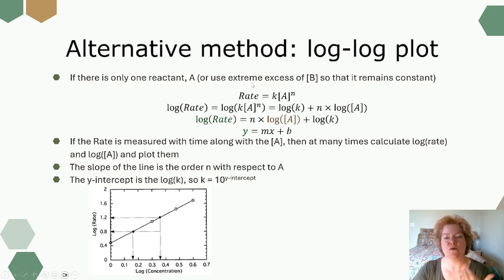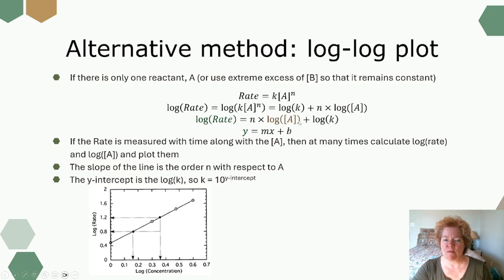Either way. Okay, so if I take the log of this rate equation, and then I play around with my log math. Remember, if I have the log of a product, it's the sum of the logs. If I have the log of something raised to an exponent, the exponent can be multiplied in front and pulled out. If I do all that and rearrange it, I get that the log of the rate is equal to n, the order of the reaction for that reactant, times the log of the concentration of that reactant, plus the log of the rate constant.